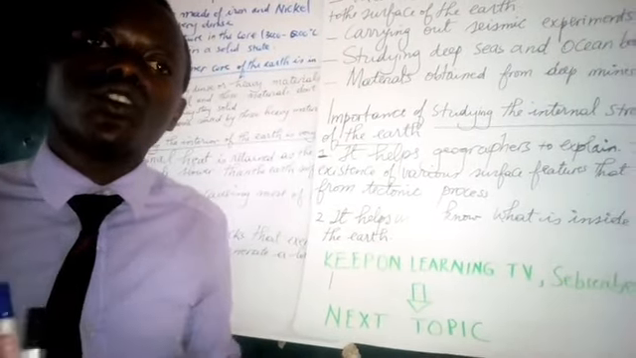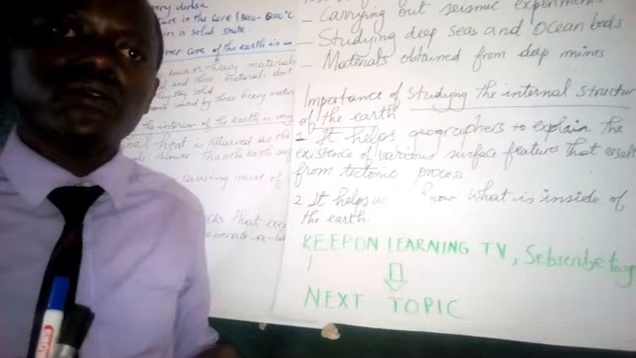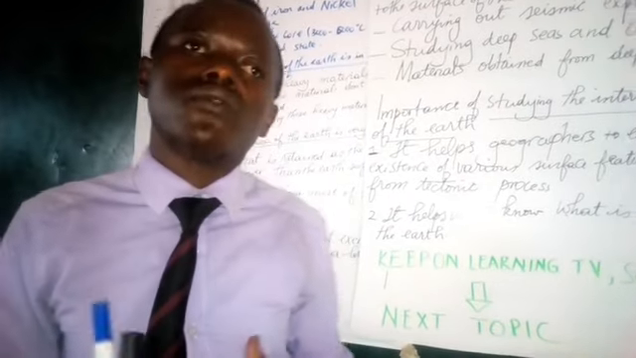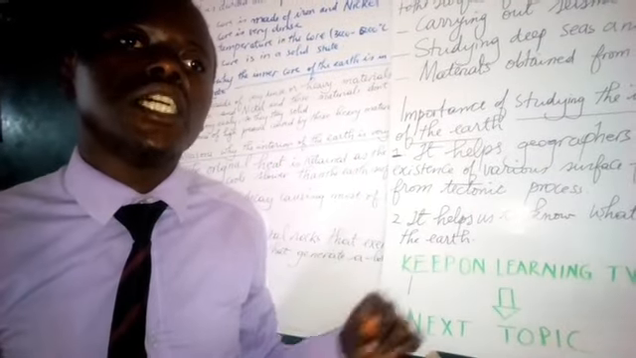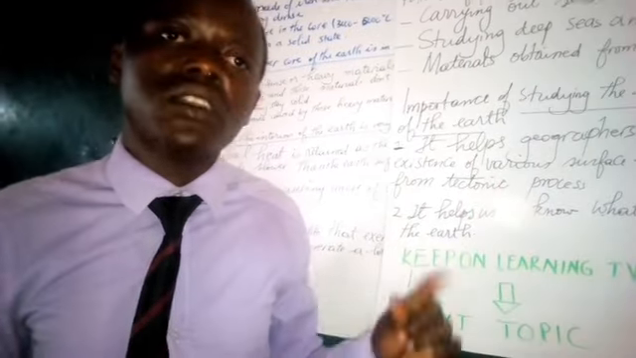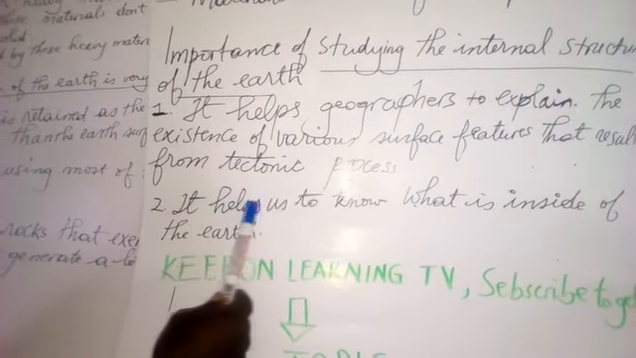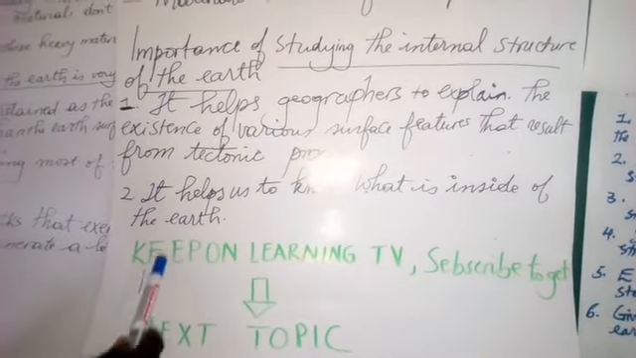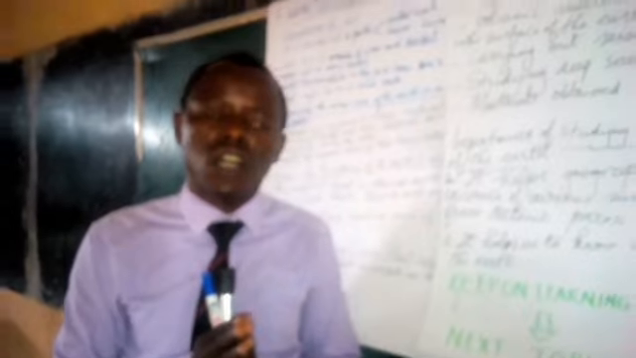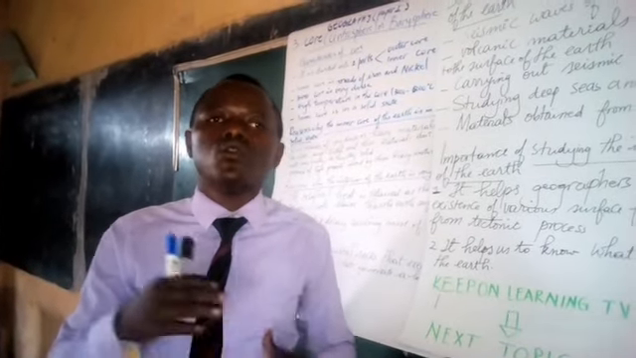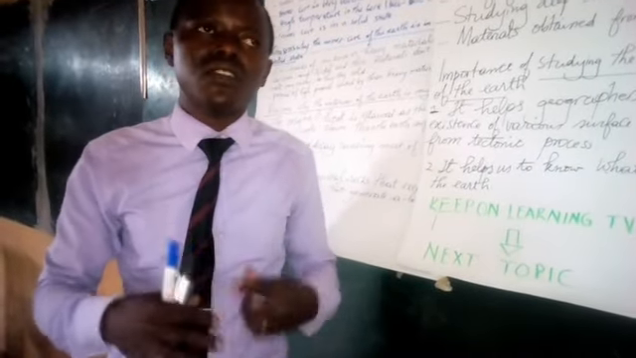All those tectonic processes originate from the interior of the earth, and those processes can lead to the formation of different relief features on the surface of the earth. The internal structure of the earth can help us to know what is inside of the earth. When you study it, you will be aware of what is going on inside of the earth crust, inside of the earth.